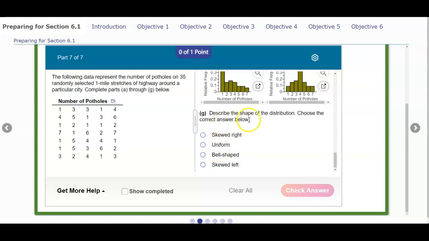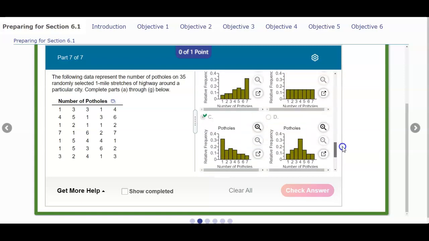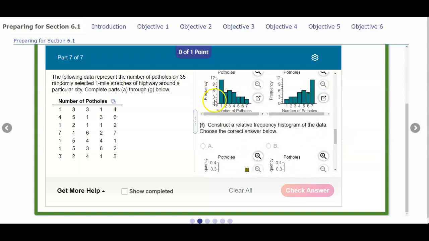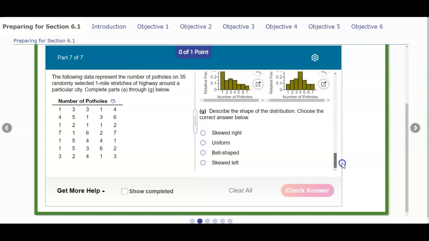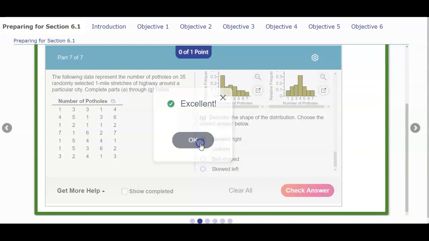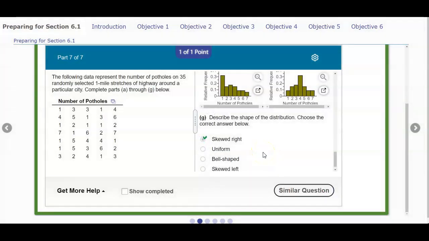Okay, then it says describe the shape of the distribution and then choose the correct answer below. Well, you can see what's happening with this graph. It increases up and then it goes down to the right. So it looks like it's skewed right in both the frequency and relative frequency. So we're going to say that it's skewed right. And there is our conclusion to our question.